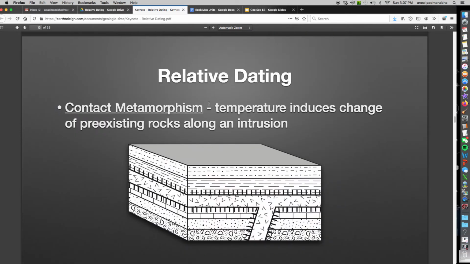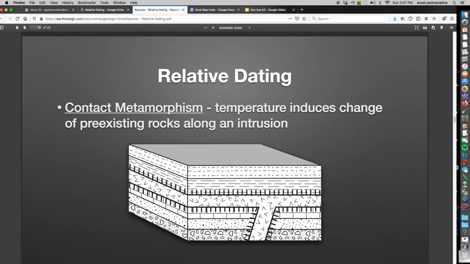Relative dating, contact metamorphism. Ooh, remember the Earth Science Reference Table? We have metamorphic rocks. They're either regional metamorphic rocks or contact metamorphic rocks. Contact means when you have an igneous intrusion come through and actually touch another rock, it bakes the rock into a metamorphic rock. And that is what contact metamorphic rocks are.